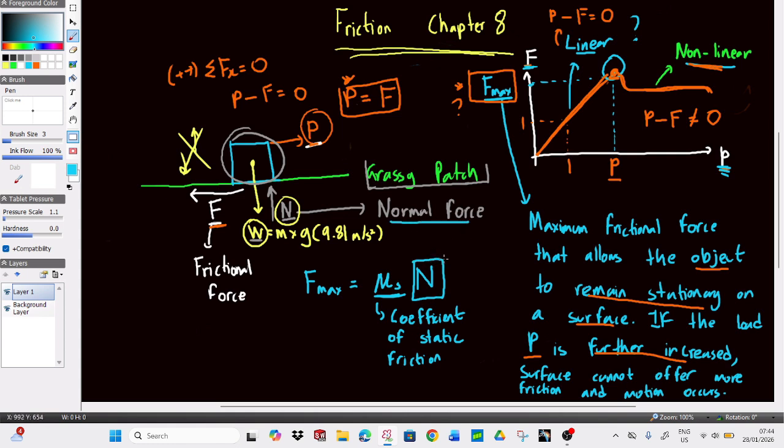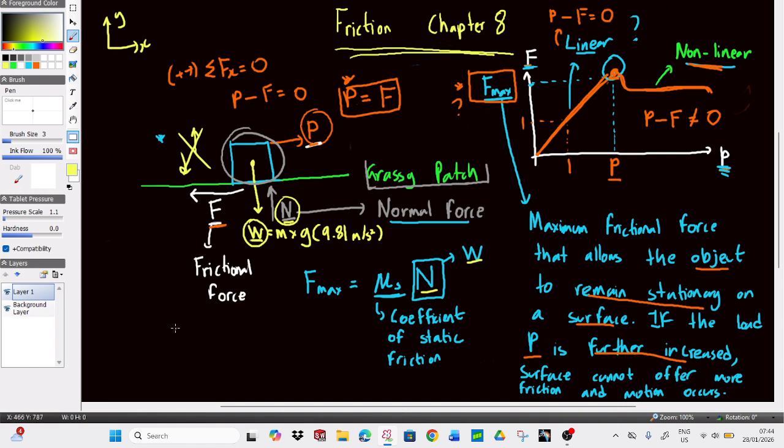The normal force equals weight for our case, because on a flat surface, if you take your x and your y, the only forces acting in the y direction are your weight and your normal force. That's why your normal force is related to weight. It depends on your free body diagram. I don't want to say that normal force equals weight for all cases.